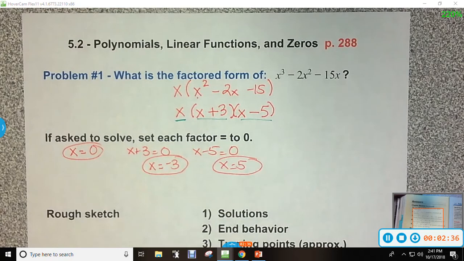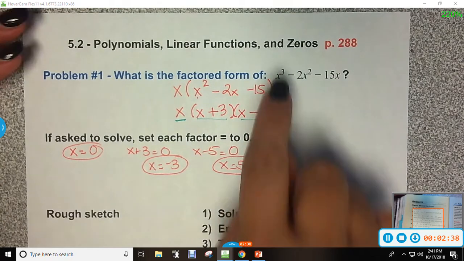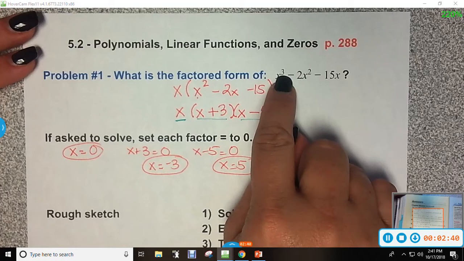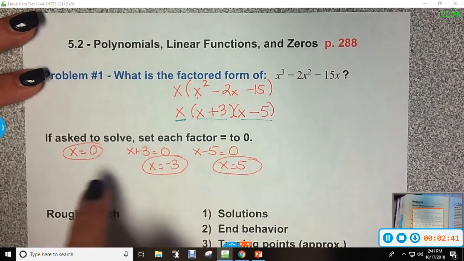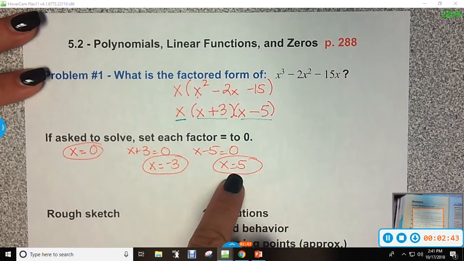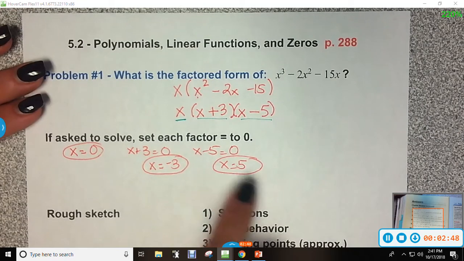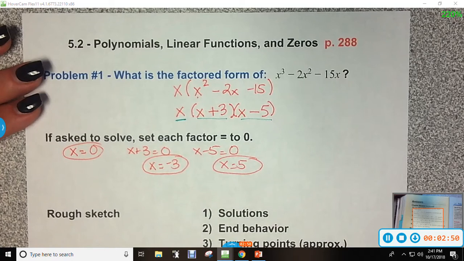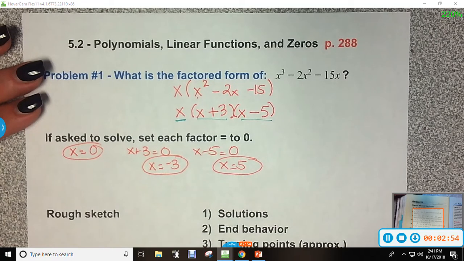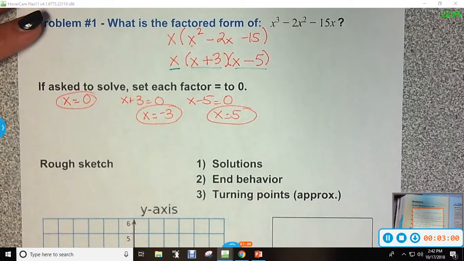Okay, and remember, this started out as an x to the third. It's a third degree polynomial. I should have 3 answers, or 3 solutions. What we're going to do from here is figure out how to draw a rough sketch of this graph, and you don't need a graphing calculator to do it. So here's where we start.